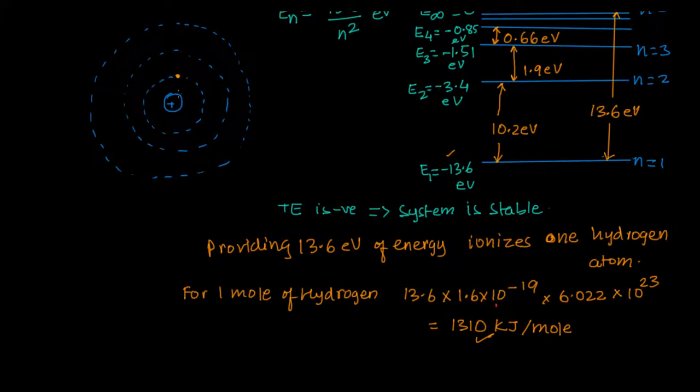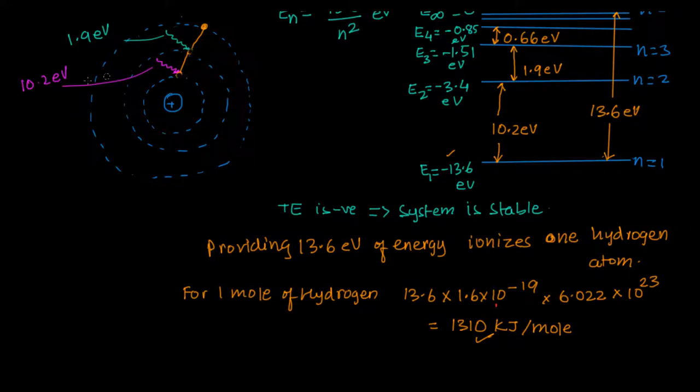So what happens? It means if the electron is stationed here and you provide it with energy in the form of, say, light, of 10.2 electron volts, what happens? This electron will straight away jump from here to this, and it will no longer be seen here. Get that? If it is here and you give it, say, again an energy of about 1.9 electron volts, what happens? It will immediately jump to this, and you will not find it here.